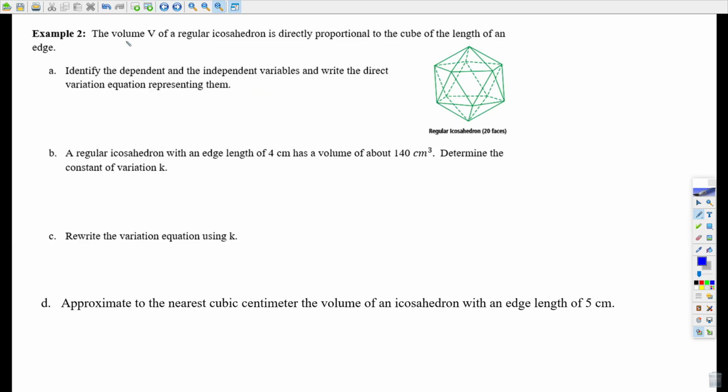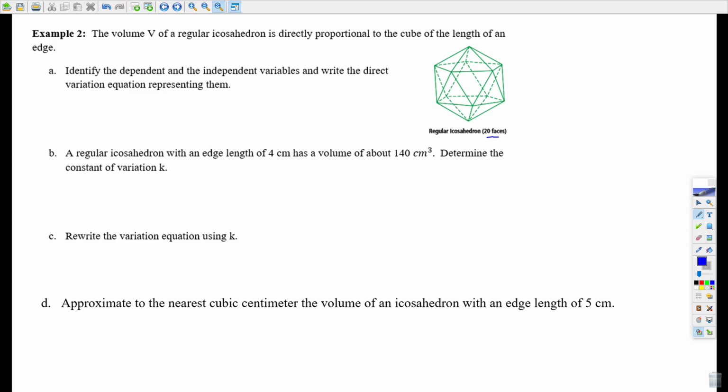Let's try an example. Example 2: the volume V of a regular icosahedron is directly proportional to the cube of the length of an edge. So there's a picture of one. An icosahedron has 20 faces on it. So we're going to identify the dependent and the independent variables and write the direct variation equation representing them.